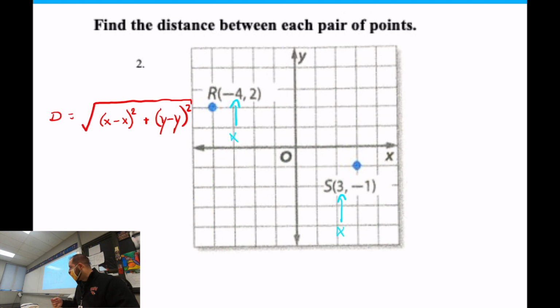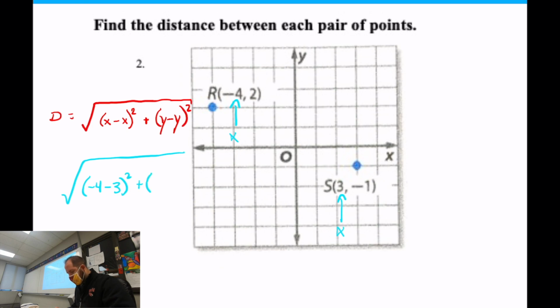So those are the numbers I'm going to subtract, whatever they are. I don't care if they're positive or negative. You're going to subtract them from each other. So I'm taking the -4 and I'm subtracting the 3. Or you could take the 3 and subtract the -4. I don't really care.